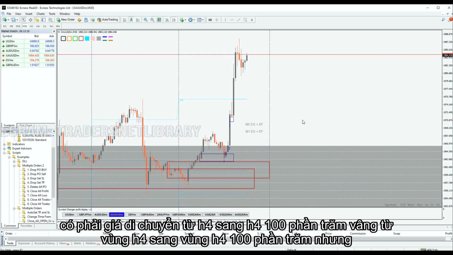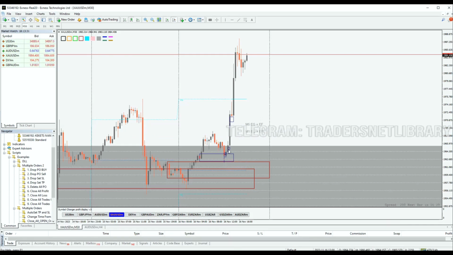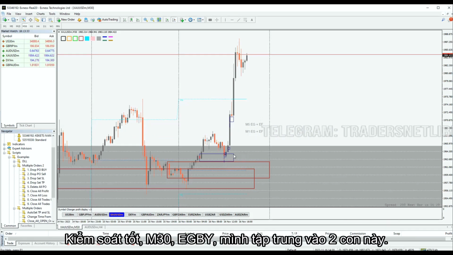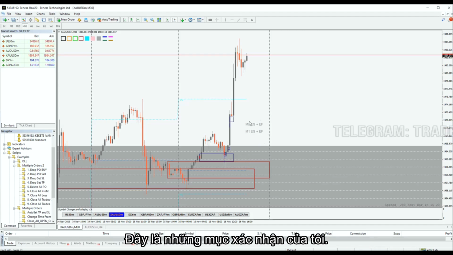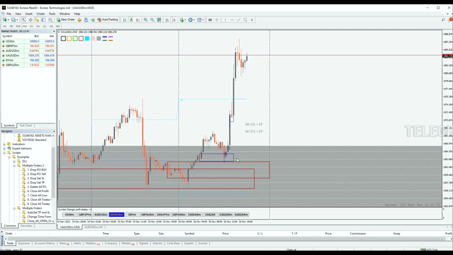Yeah, from H4 zone to H4 zone, 100%. Okay, gotcha. I will show you that. But let's focus on this entry here. On my confirmation, on my rate control M30 EG buy, I focus on these two. These are my confirmation entries. If I don't have this, I don't enter.